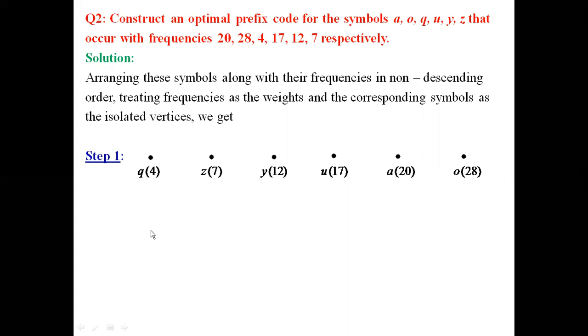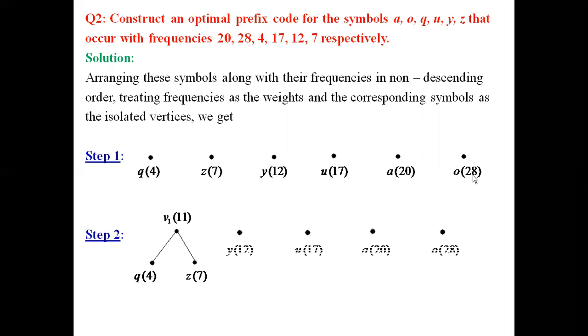Again, we follow the Huffman procedure. We add the minimum of the two weights, that is 4 and 7 can be added, which forms a new tree. 7 plus 4 is 11. So we retain it in the beginning only. We have to arrange the new vertex along with the existing ones again in non-descending order. So V1 with the weight 11 has children Q and Z. Next, the remaining symbols Y, U, A, O are retained undisturbed.